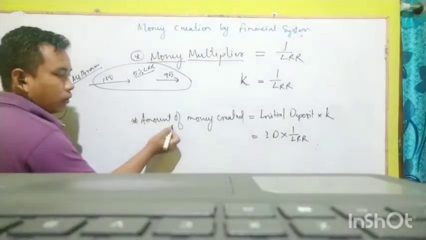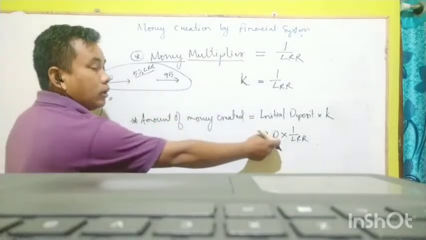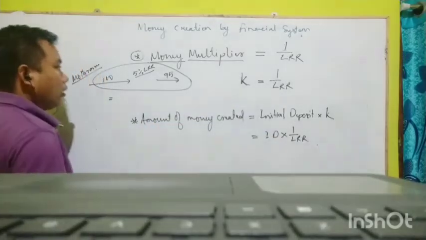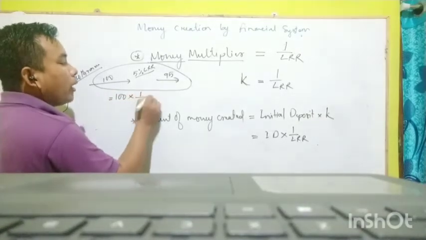We will use this formula. Amount of money created is equal to, what is the initial deposit here? This is rupees 100 into 1 by.